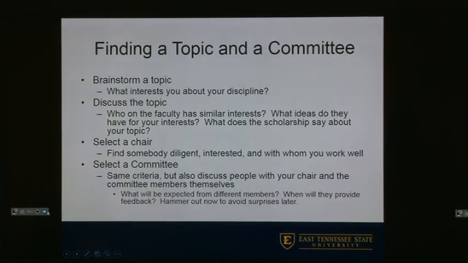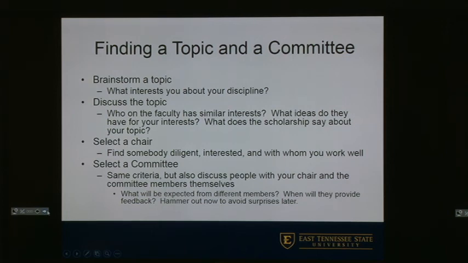So, finding a topic and a committee. Again, this tends to vary from program to program. In the sciences, you're kind of stuck with what the research advisors are funded to do and have the equipment to do. In arts and humanities, you're a bit more flexible. So brainstorm an idea. What interests you about your discipline? Why are you here? Something about why you decided to go to graduate school in your program interested you, or at least hopefully it did.